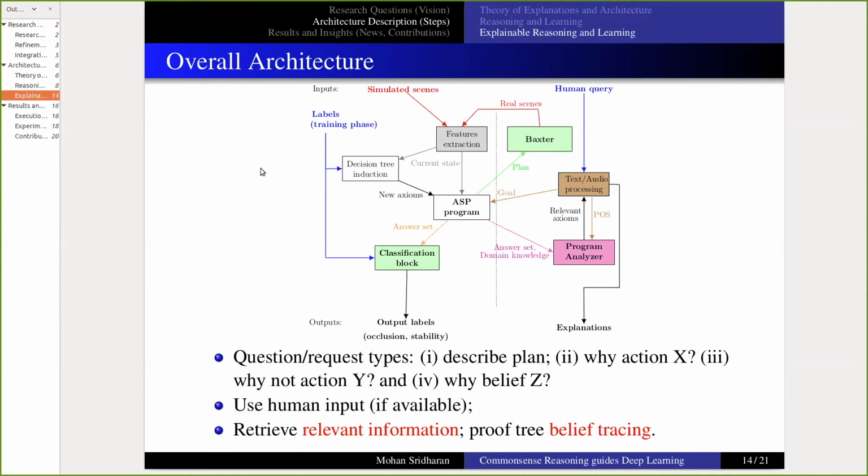So therefore it's easy to pick things that are relevant, and there is a set of methodology that's described in the related papers. I'm not going to get into that here. But then what it does is, once you get the relevant information, you can very quickly answer these kinds of questions. And in addition to that, we also put in this notion of a proof tree, like belief tracing, especially for question types 3 and 4.